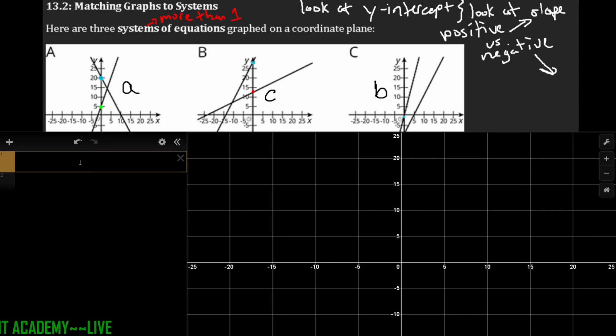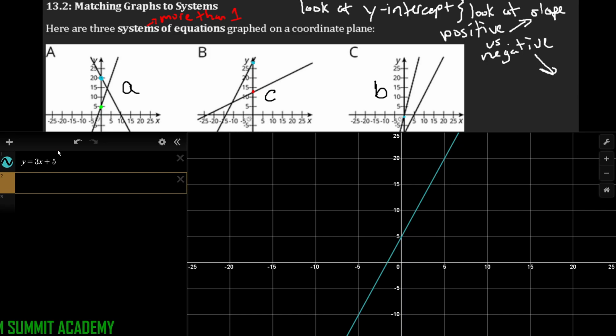And so now I'm going to type in the equations that we have. So we said that A matches with A. So we're going to say like this. We have y equals 3x plus 5 as one equation. And we have y equals negative 2x plus 20.